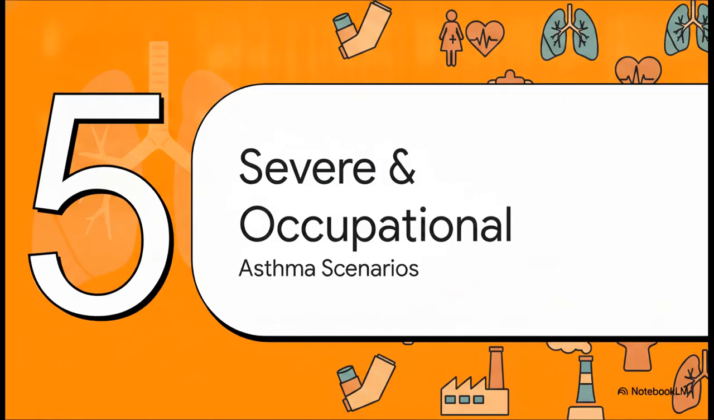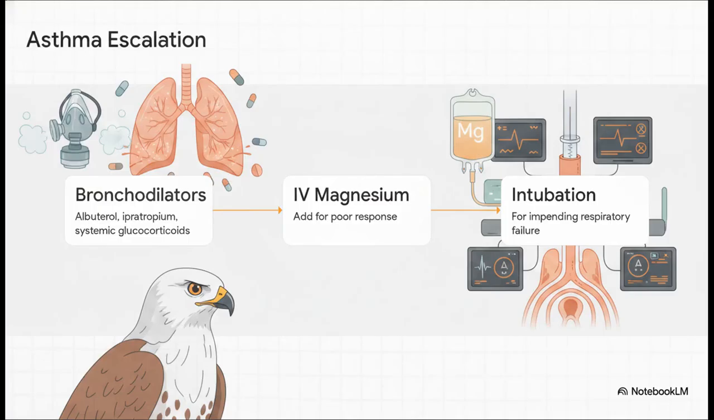Section 5. Severe and occupational asthma. Status asthmaticus is a life-threatening emergency that requires a rapid escalation protocol. You start aggressively with nebulized short-acting bronchodilators, specifically albuterol plus ipratropium, along with systemic glucocorticoids. If the patient has a poor response to that initial therapy, you add intravenous magnesium sulfate.